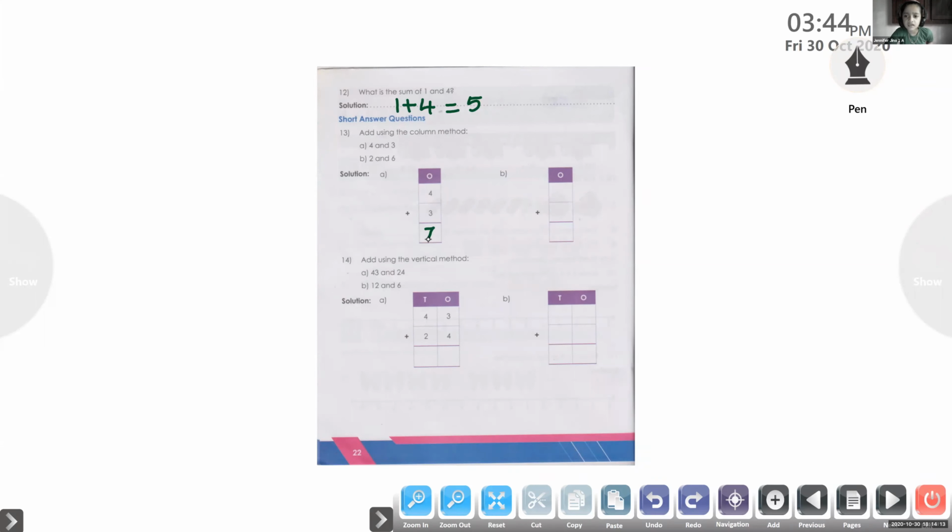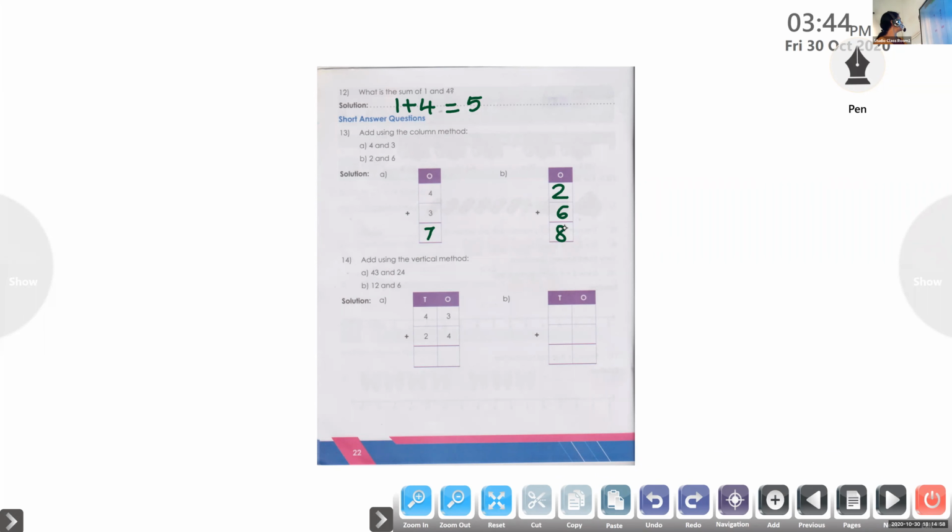Question number 13, B. We have 2 and 6. So let us write the numbers. The place is already given. Both are one-digit numbers. 2, and below 2 we write the number 6. So when we add 2 plus 6, we get the answer 8. So 2 plus 6 is equal to 8.